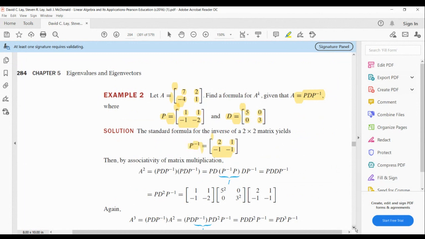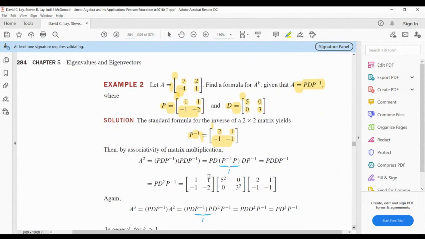Okay. Well, all right, let's say you wanted to find out what A squared is. A squared would just be P times D times P inverse times P times D times P inverse. But matrix multiplication is associative, so the P inverse times P in the middle is just the identity. And so A squared will equal P times D times D times P inverse, which is P times D squared times P inverse. Well, that's just going to equal this here.